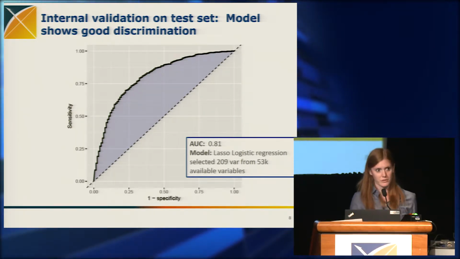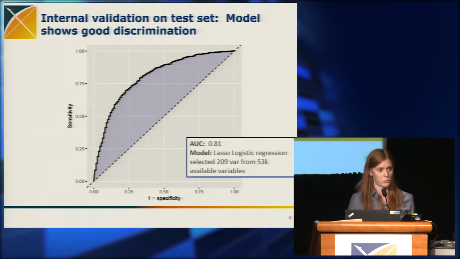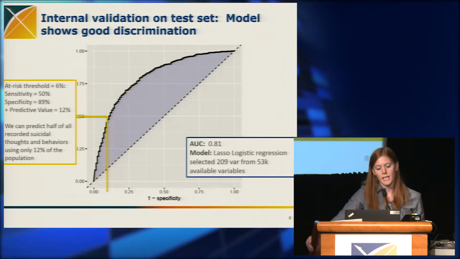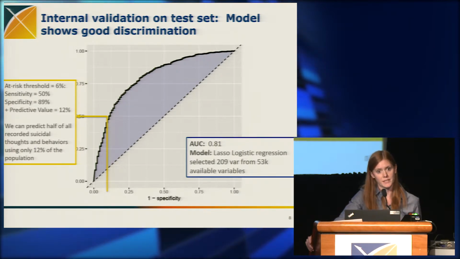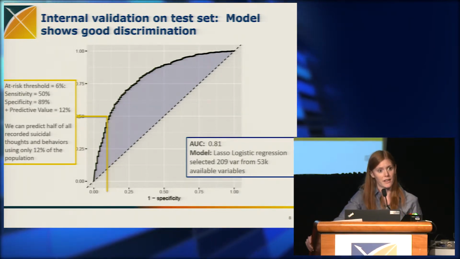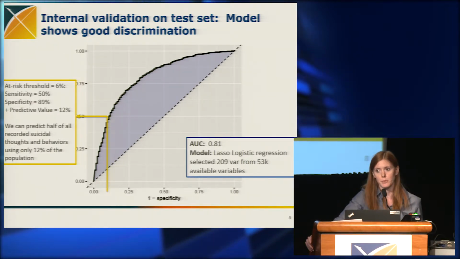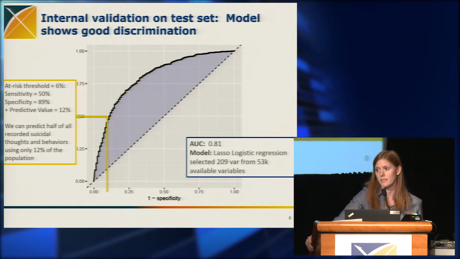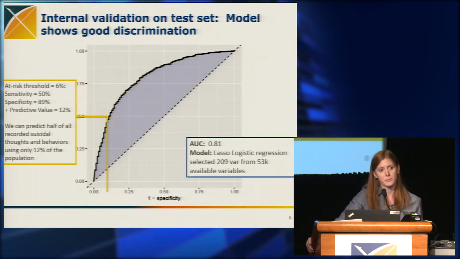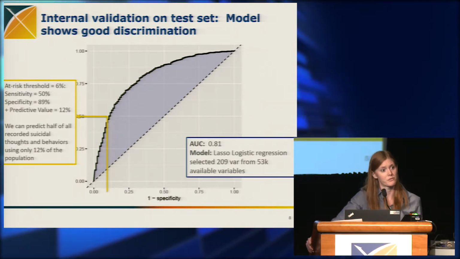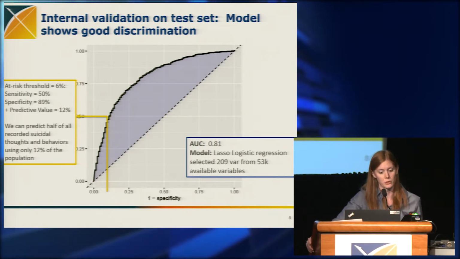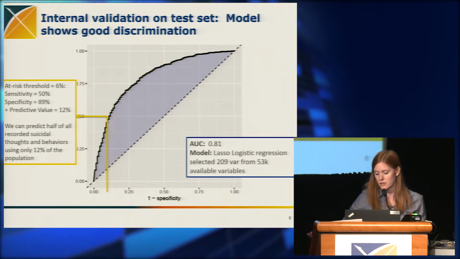But let's have a look at some points on this curve and see how they could be used or what they could tell us about these people. If we looked at people that the model predicted a risk of 6% or higher of having suicidal thoughts and behaviors in the next year, we found that would identify 50% of people who actually go on to have suicidal thoughts and behavior. And the positive predictive value is 12%. So the average risk for the population of suicidal thoughts and behaviors was 3%, but in this group of people who had a risk of 6% or higher assigned to them by the model, 12% would go on to have it. So this is 4 times higher than the average.